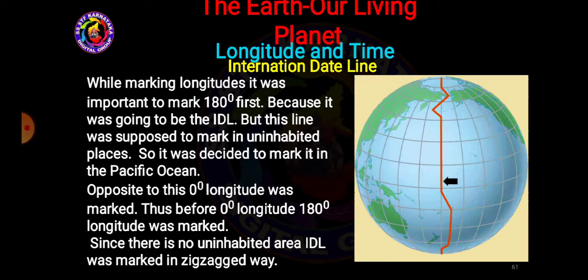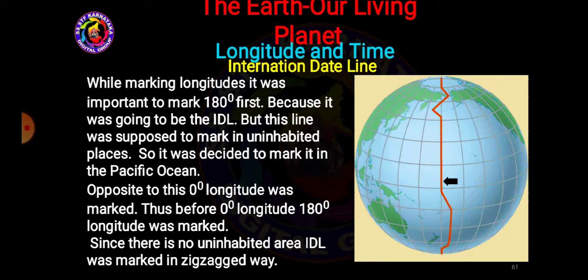While marking longitudes, it was important to mark 180-degree first because it was going to be the IDL, that is International Date Line. But this line was supposed to be marked in uninhabited places, that means where people cannot live. So it was decided to mark it in the Pacific Ocean, the deepest ocean. Opposite to this, 0 degree longitude was marked. Thus, before 0 degree longitude, 180-degree longitude was marked.